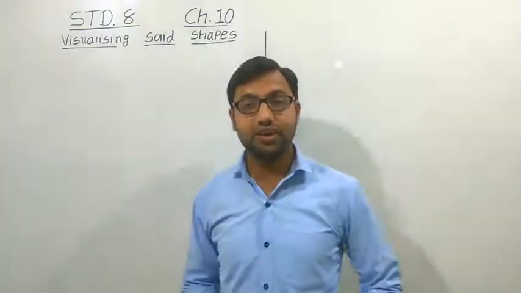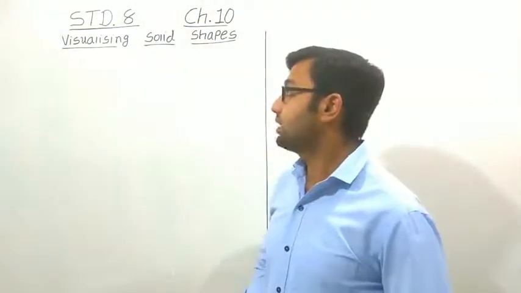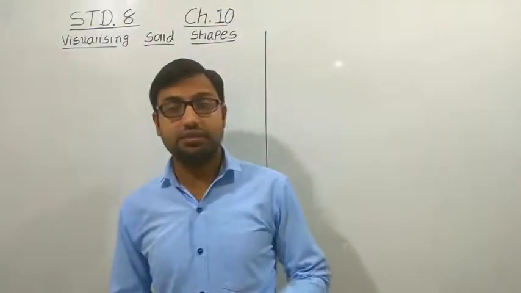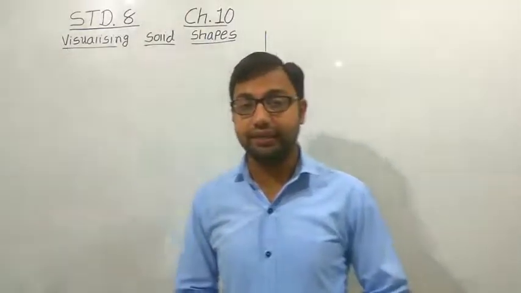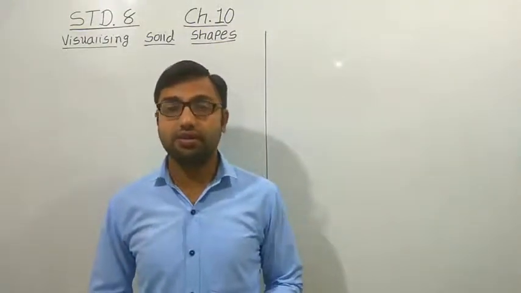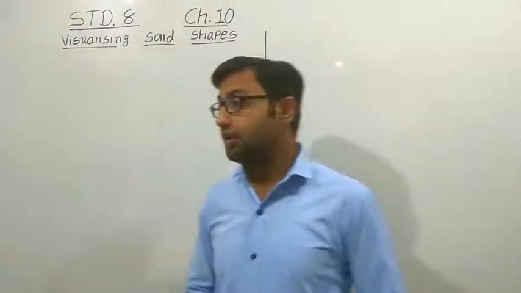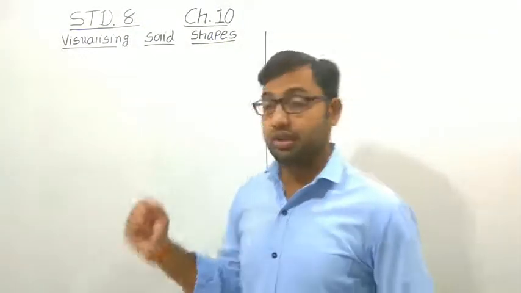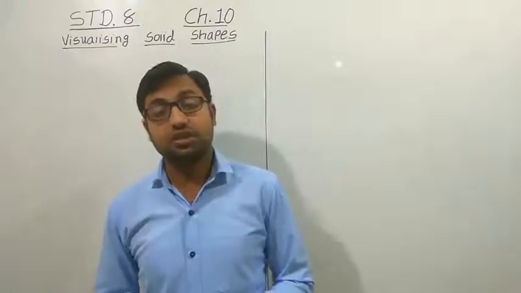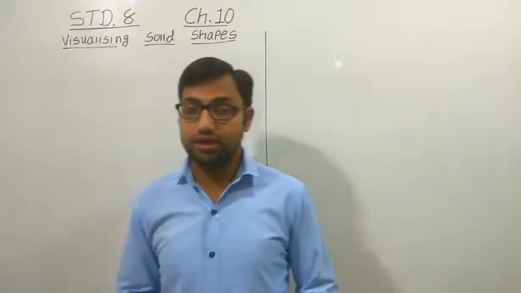Hello students, today we will start the new chapter, that is visualizing solid shapes. This is chapter number 10 of standard 8. So in last class in standard 7 you have studied about the different types of shapes, like the solid shapes, right? So which kind of shapes are called the solid shapes?